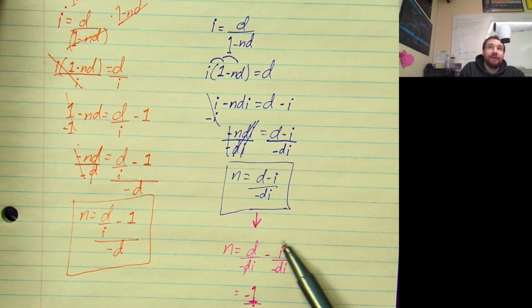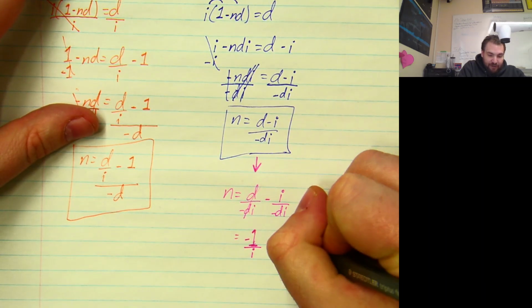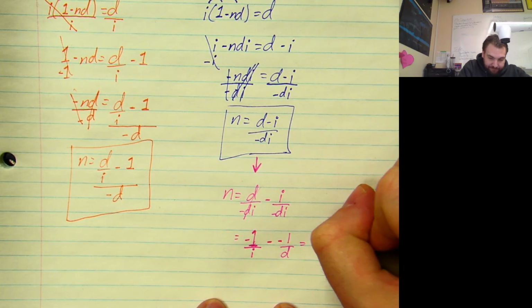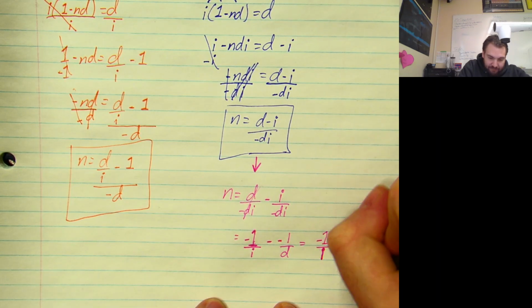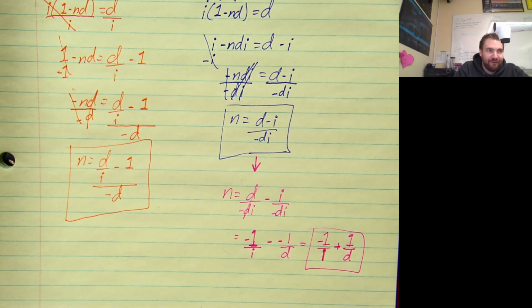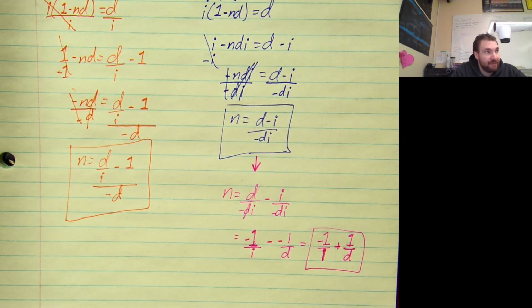And then what would happen here? Minus negative 1 over D, which is just going to give me negative 1 over I plus 1 over D. So this is yet another equivalent expression. You could end up with any one of these three, and they are all actually the same thing. So, yes, in the answer key that you were given for the homework, you were only given one of them. That doesn't mean that that's the only one that's acceptable. There's a couple here that are available to you as well.